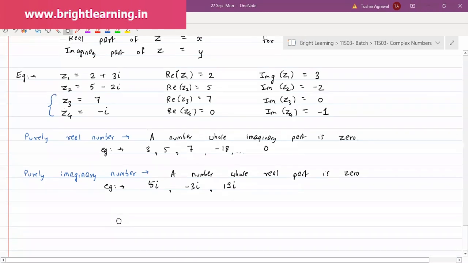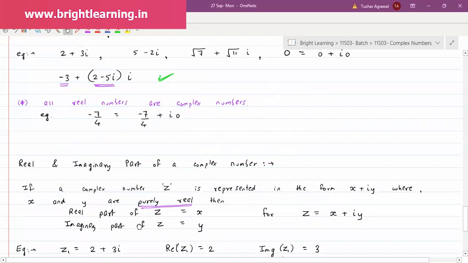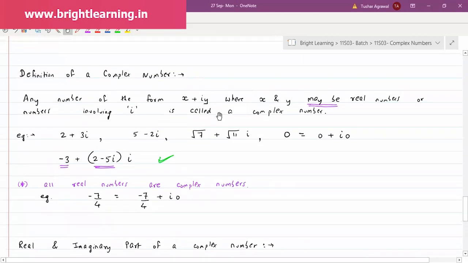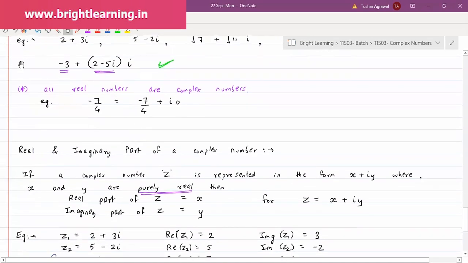Okay. And now for this example, for the definition of a complex number that we saw, any number of the form x plus iy, where x and y may be real. So negative 3 plus (2 minus 5y) times i. I give x equal to this, y equal to this. This is definitely a complex number, but here you will not say real part equal to minus 3 and imaginary part equal to 2 minus 5y, because that separation we can do only if x and y both are real numbers. 2 minus 5y is not a real number. So you cannot say that this is my x and this is my y.